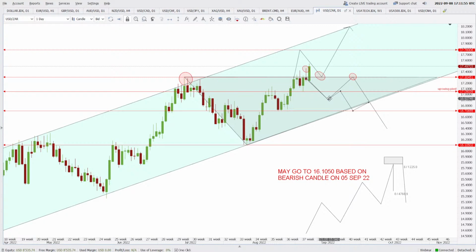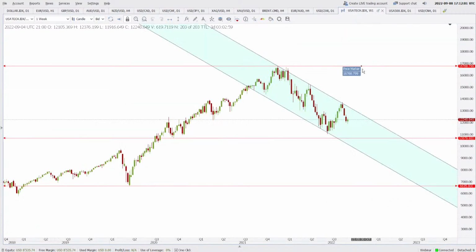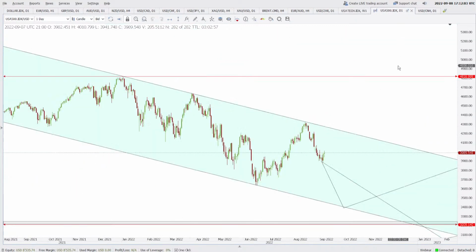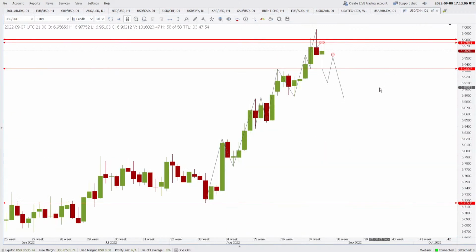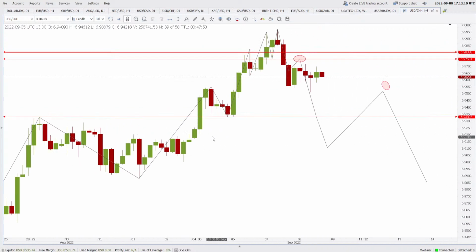Okay, now these two things are not possible because the price has already breached this area. So let us see how things unfold tomorrow, or maybe the day after. USA Tech, nothing new. USA 500, nothing new. Okay, this one is interesting. I'll open the 4 hour. This is Chinese yuan, my friend.